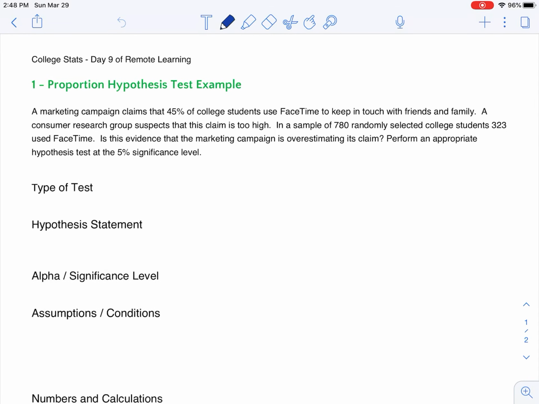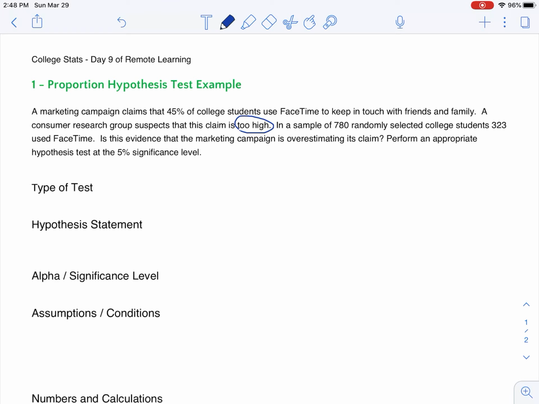Here we go. A marketing campaign claims that 45% of college students use FaceTime to keep in touch with friends and family. A consumer research group suspects the claim is too high. Okay, that's going to be important. In a sample of 780 randomly selected college students, 323 use FaceTime. Is this evidence that the marketing campaign is overestimating its claim? Perform an appropriate hypothesis test at the 5% significance level.